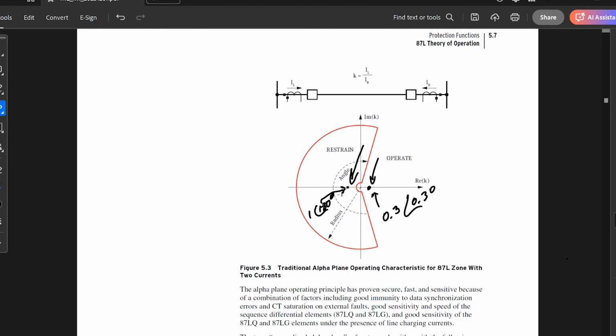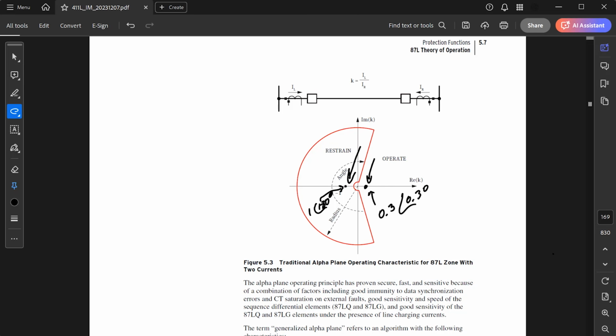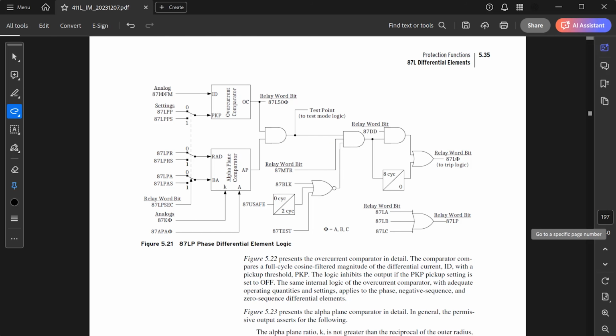Now, to take a look at when the relay declares a trip, we have to take a look at the internal logic of the relay. And that is on page 197. And that is this logic that I have over here on the screen. And remember that I mentioned this before, but for the relay to declare a trip, we must have two conditions. The first one that we looked at, which is on this part of the internal logic, which then feeds into this top part of this AND gate.